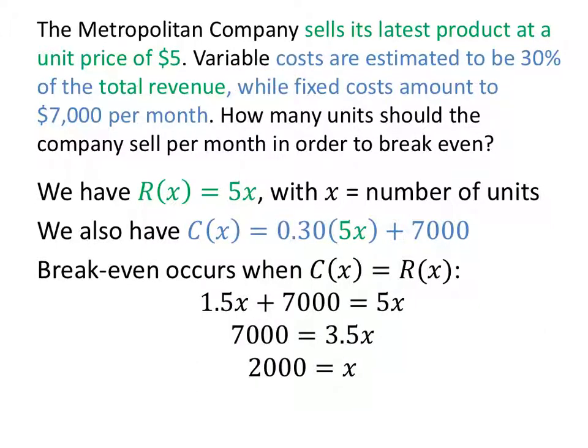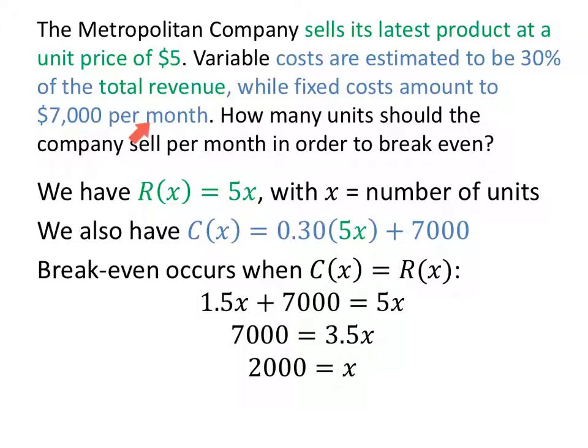Variable costs, so the part that has the variable with it, are 30% of the total revenue. Okay. 30%, always use decimal form, so we'll call it 0.30. Right? 30%, 30 cents, same decimal form. 30% of the revenue, so of 5x. That's my variable cost. That's the part that has the variable in the cost function.